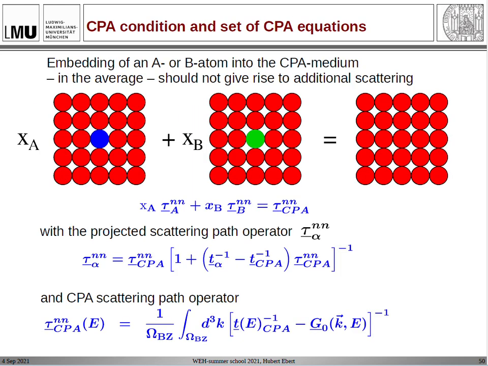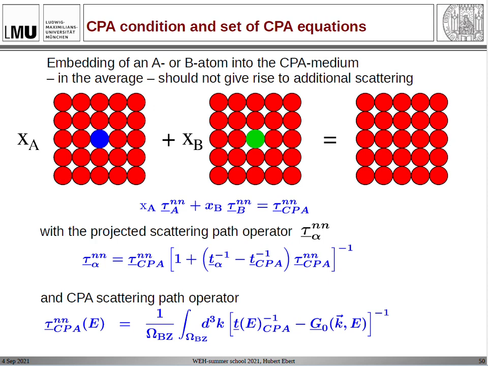Now, the idea, once more, is we want to have a periodic auxiliary system described by these CPA atoms that no one has ever seen, but you can calculate them at least. And now, how do you get them? You say, if I replace one of these CPA atoms by a blue A atom or by a green B atom, and I weight these two situations by the composition, then I should recover that situation here.